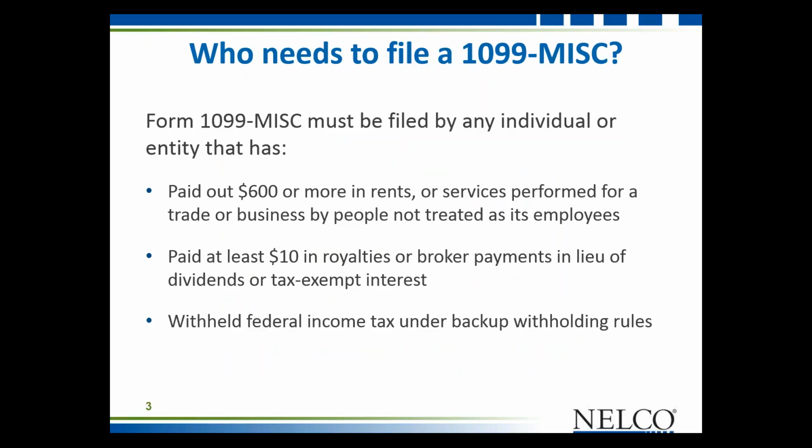So who needs to file a 1099-MISC? Most small businesses, because a 1099-MISC must be filed by any individual or entity that has paid out more than $600 in rents or services performed by a trade or business by people not treated as its employees. Again, an employee receives a Form W-2. You probably receive a lot of those in the mail every year from your employer. However, 1099-MISC is for non-employee compensation. There are a couple other smaller, less common scenarios where you would need to file a 1099, but the big one is if you paid out $600 or more in rents or services.